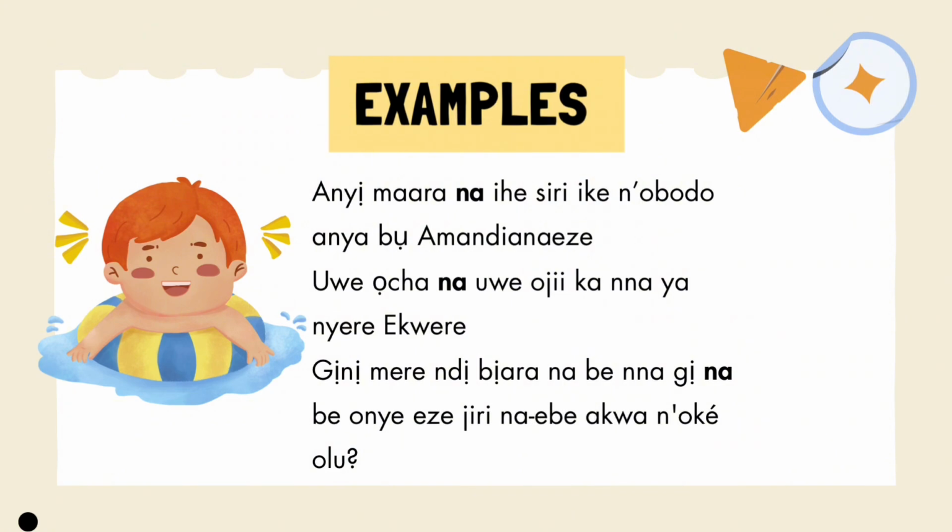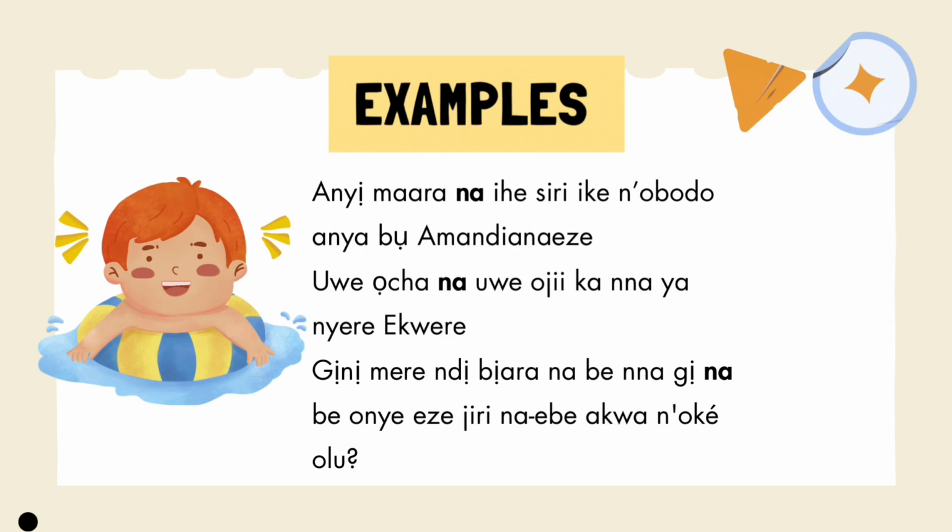Now the second one, uwe ọcha na uwe ojii ka nna ya nyere ekwere. Uwe ọcha na uwe ojii ka nna ya nyere ekwere, which means a white cloth and a black cloth did the father give to ekwere.